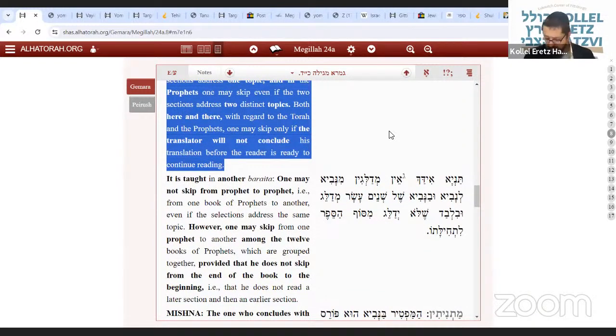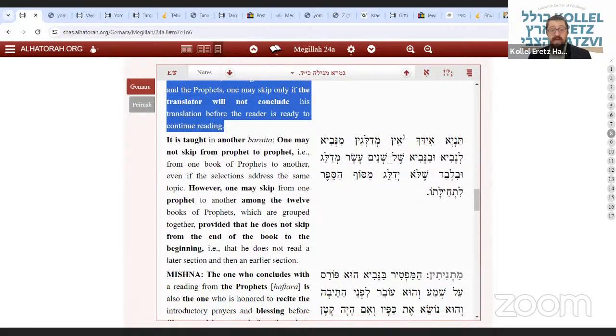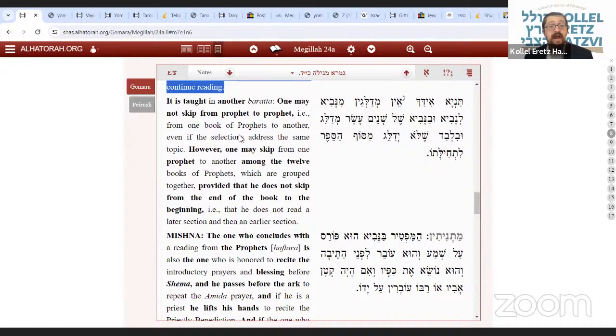Tanya idach, we learned in another brisa a similar thing, a second brisa teaching from these times of the Mishnah to support that you're allowed to skip around when you're reading the haftorah and Navi. Ein medalgin minavi lenavi says you cannot skip around from one book of the prophets to another book of the prophets.